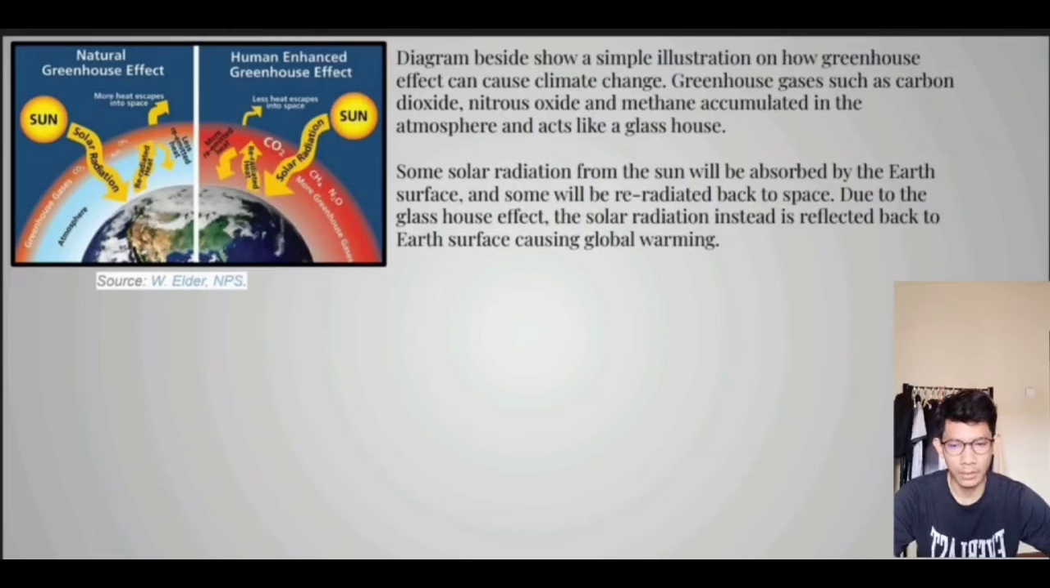The diagram beside shows a simple illustration of how the greenhouse effect can cause climate change. Greenhouse gases such as carbon dioxide, nitrous oxide and methane accumulate in the atmosphere and act like a glass house.